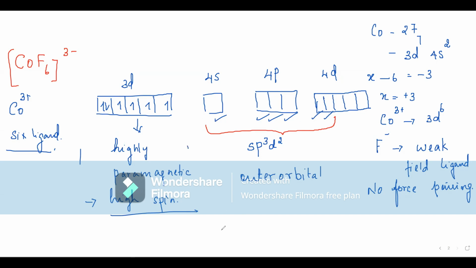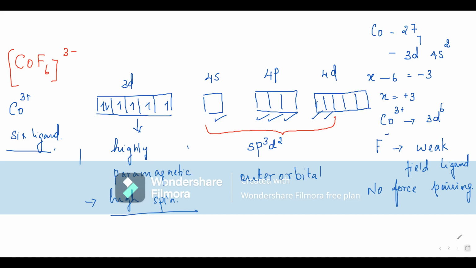That is all about CoF6. Its geometry is again octahedral, because of sp3d2 configuration. So pointers: d2sp3 as well as sp3d2 lead to octahedral complexes. Now sp3d2 is outer orbital. This is a highly paramagnetic complex.